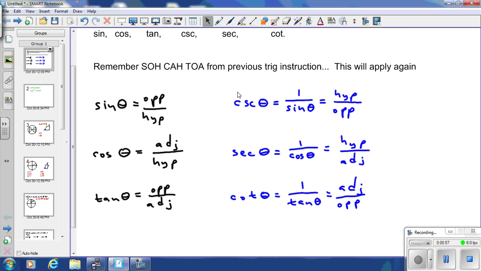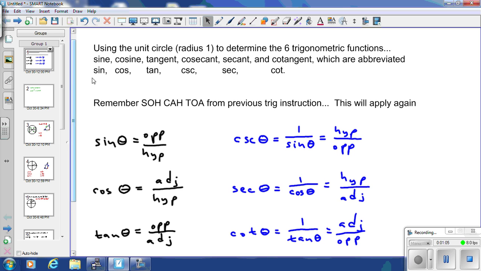Well, we're going to introduce here the inverse functions. The inverse of sine is called cosecant. And up here I showed the abbreviations. These are the names of the functions: sine, cosine, tangent, cosecant, secant, and cotangent. Please do not say sin, cos, tan. They're called sine, cosine, tangent. I just kind of cringe when people say that. And then cosecant, secant, and cotangent.